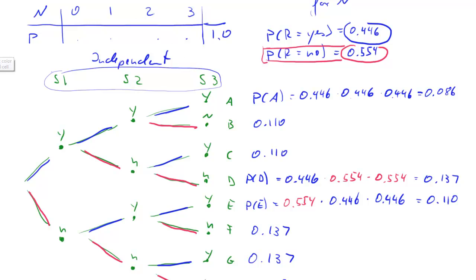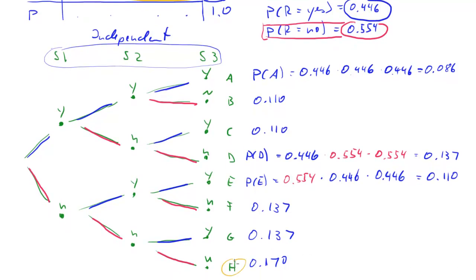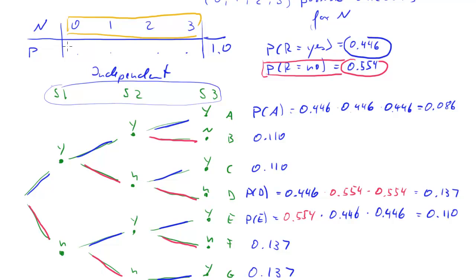Let me just use a different color here. Okay, so we want to find these outcomes. So 0 yeses. Where is that? That is only down here. This is only outcome H. Okay, so that is 0 yeses. That's the only case how we could get that, and the probability is 0.170. So that's fine.